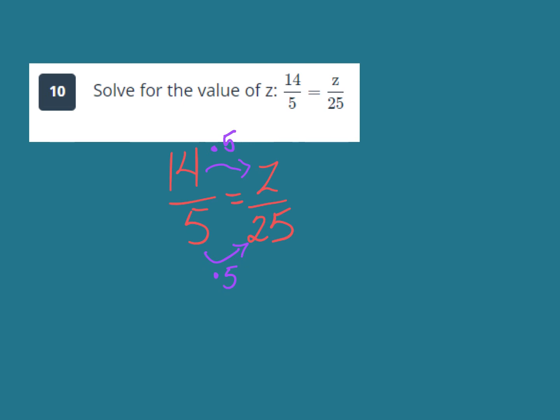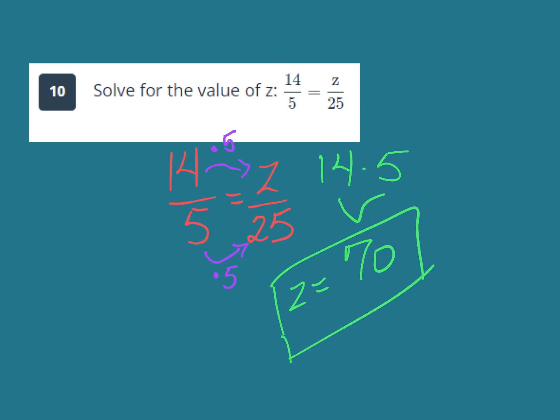Mrs. De Silva, I need a calculator. No, you don't. 14 times 5. 10 times 5 is 50. 4 times 5 is 20. 50 plus 20 is 70. So z equals 70. Now, if you want to check that on a calculator, you certainly should.